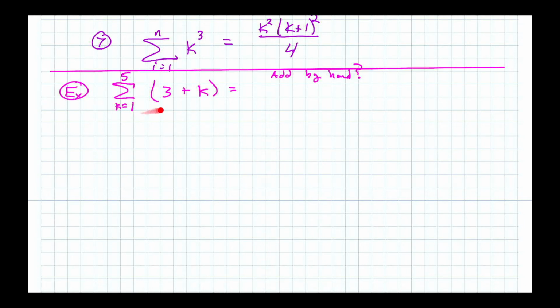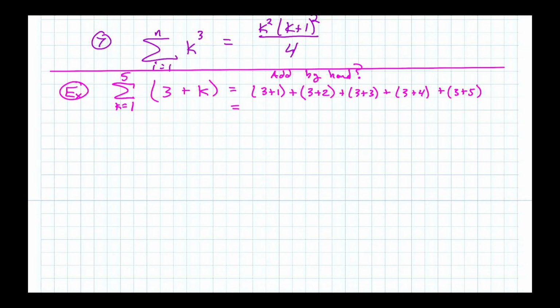Well, we're going to put k equals 1 in here, so we have 3 plus 1. Plus, we put k equals 2 in here, so 3 plus 2. And then we put a 3 in, so it'll be 3 plus 3. And then 3 plus 4. And then we eventually get to k equals 5, and you're going to have 3 plus 5. Right? And then you can add these all up.